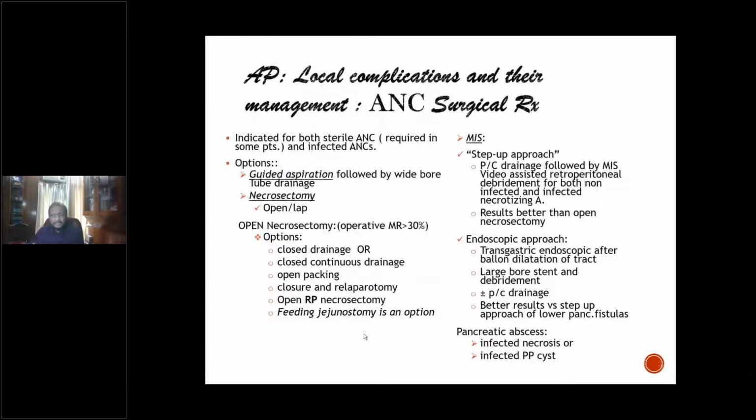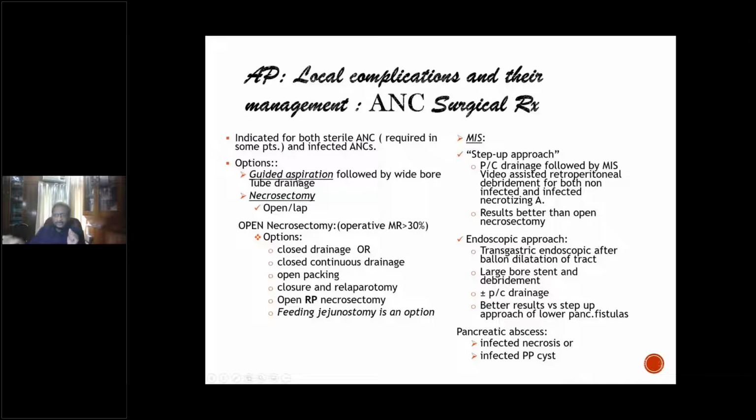And what do you do? How do you intervene in these acute necrotic collections which have become infected, or in those sterile ones where there is symptomatology, which form a very small group of sterile collections? So you have an option of a guided aspiration, basically ultrasound or CT guided, followed by a wide bore tube drainage.